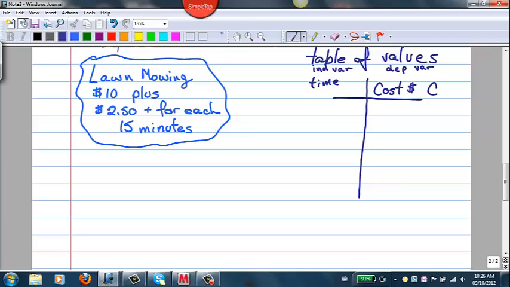So it's going to cost the homeowner in dollars, so variable C, that's the dependent one, based on how much time it takes him to mow the lawn. And if we measure time in minutes, we'll let time equal T, the variable T. So we can go up by 15 minutes, 30 minutes, 45 minutes, 60 minutes. And we do the math and we figure out that if he shows up $10 plus 15 minutes of work, it's going to cost $12.50. Plus another 15 minutes will be $15, then $17.50, and then $20.